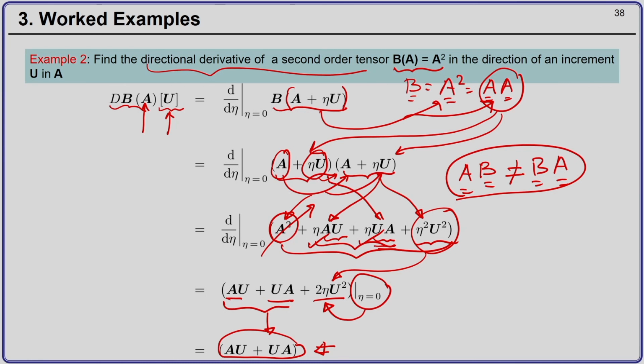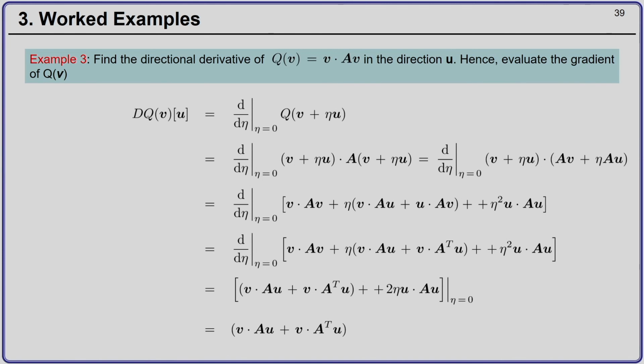Next, we move to a little more complicated case, and we have encountered this particular expression in our previous lectures. We have to compute the directional derivative of this quantity q(v) equal to v dot A v, where A is a constant, second order tensor.